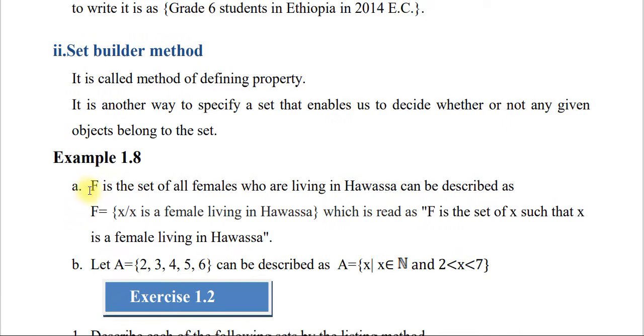ለምሳሌ F is the set of all females who are living in Hawassa can be described as F which is equal to the set containing X, such that X is a female living in Hawassa. Okay?